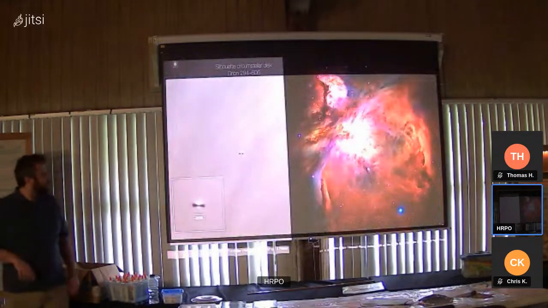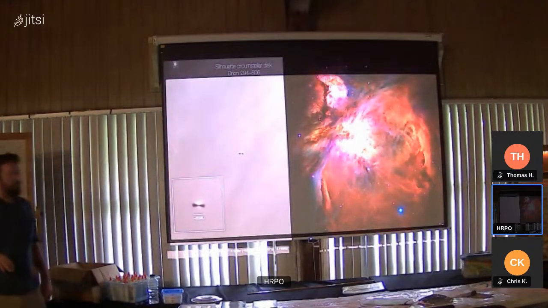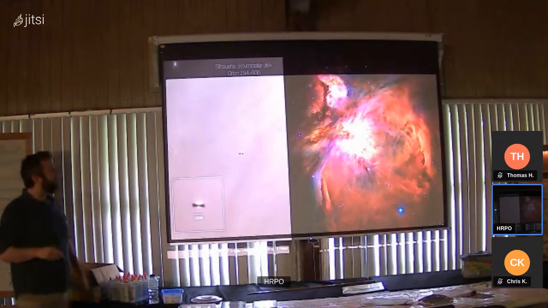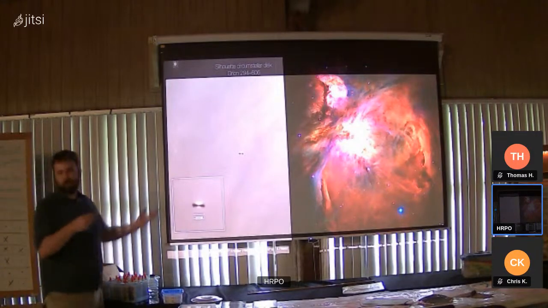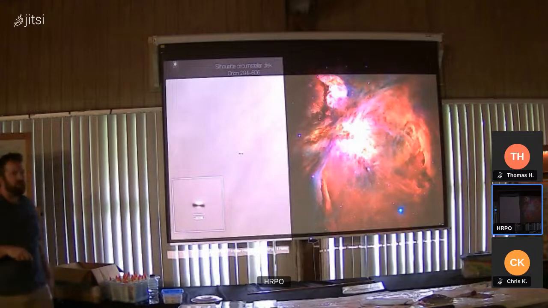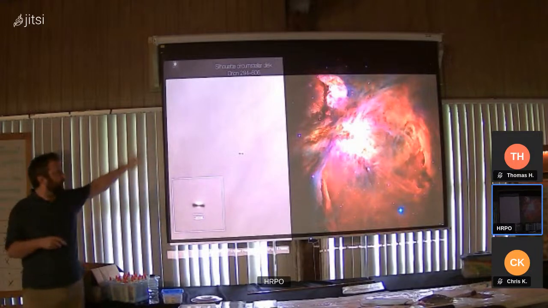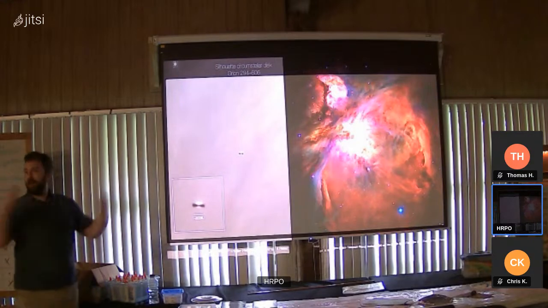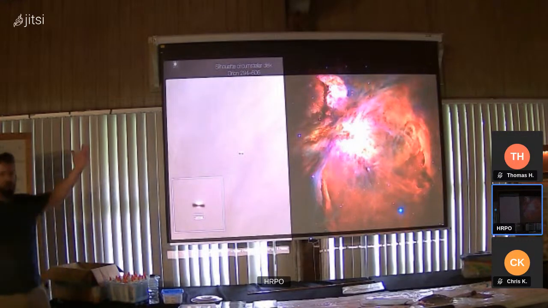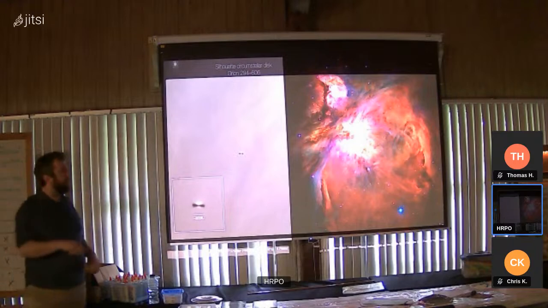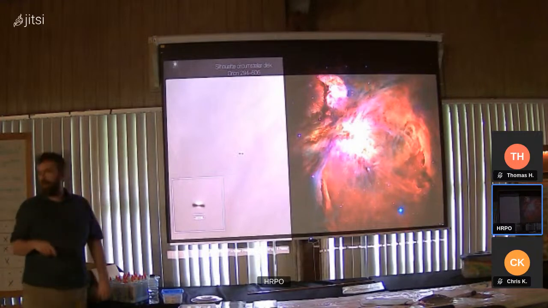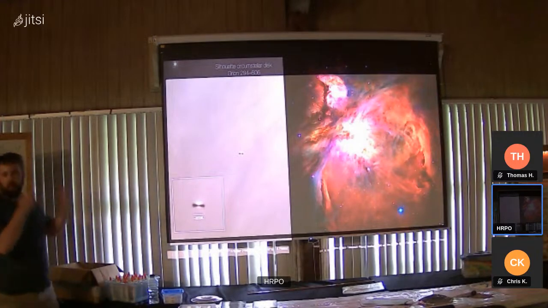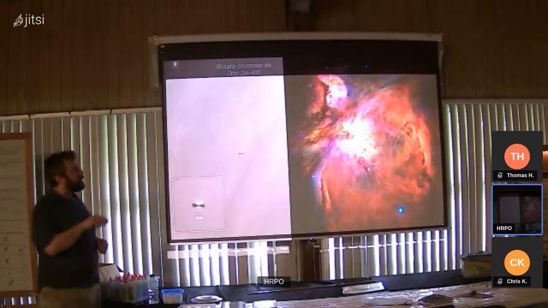Okay. So yeah, I promised pictures. So this is, of course, the Orion Nebula. This is a region where star formation has been going on, and where the stellar winds have kind of blown a hole in the surrounding molecular cloud, and basically halted star formation in that location.